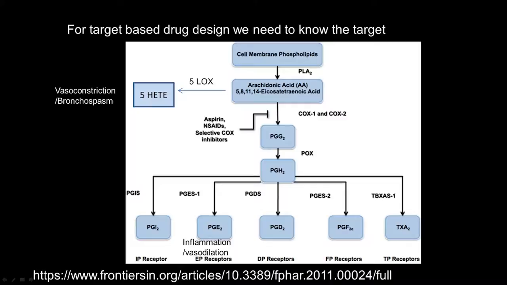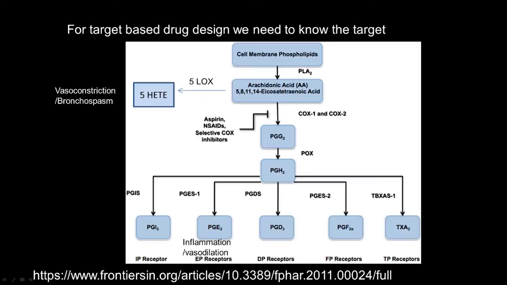This PGE2 goes to EP receptors. Then there is a PGDS enzyme which converts that into PGD2. Then there is a PGFS enzyme which converts into PGF, and then there are thromboxanes. Then there is a PGIS enzyme which converts into PGI2. So the PGH2 is being converted by a large number of enzymes to various products.